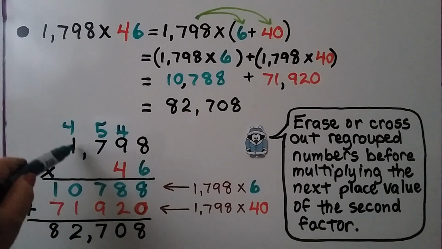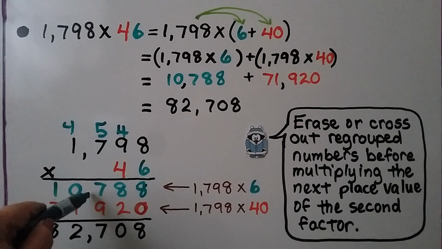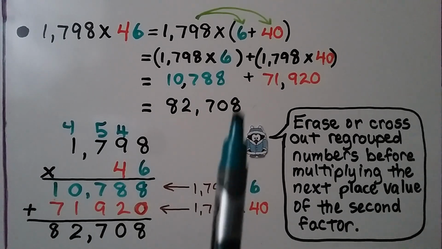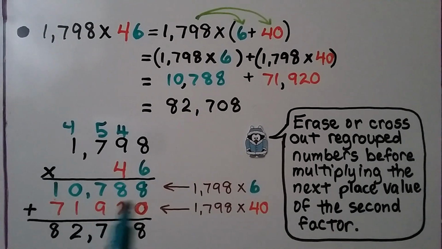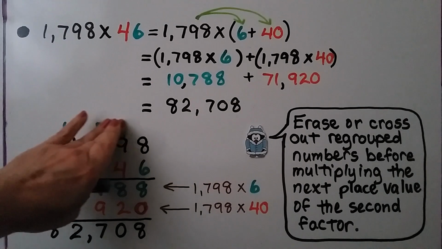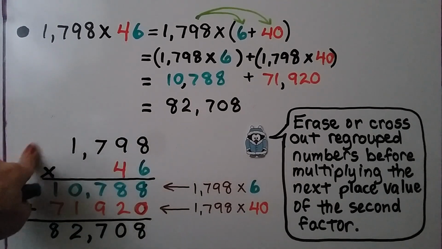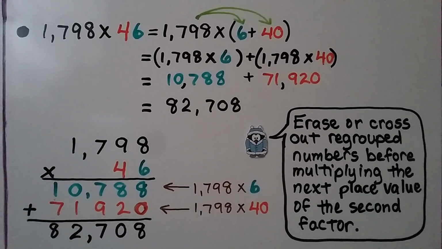6 times 1 is 6, plus 4 more is 10. We've got 10,788 for our first partial product. See? That's 1,798 times 6. Now that we're going to move to do the second partial product, we erase these because we don't need them and don't want to confuse them when we multiply the second partial product.